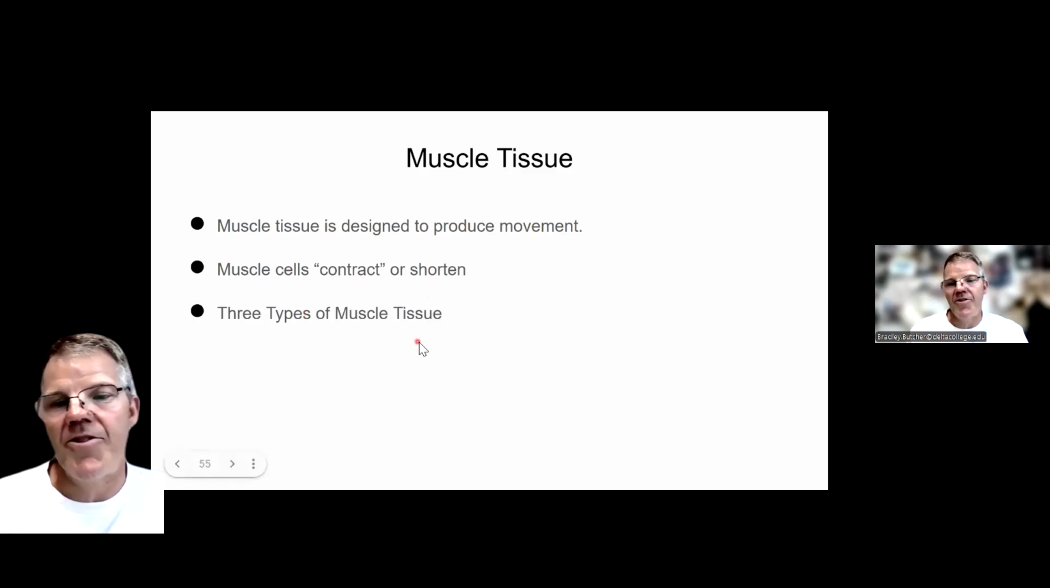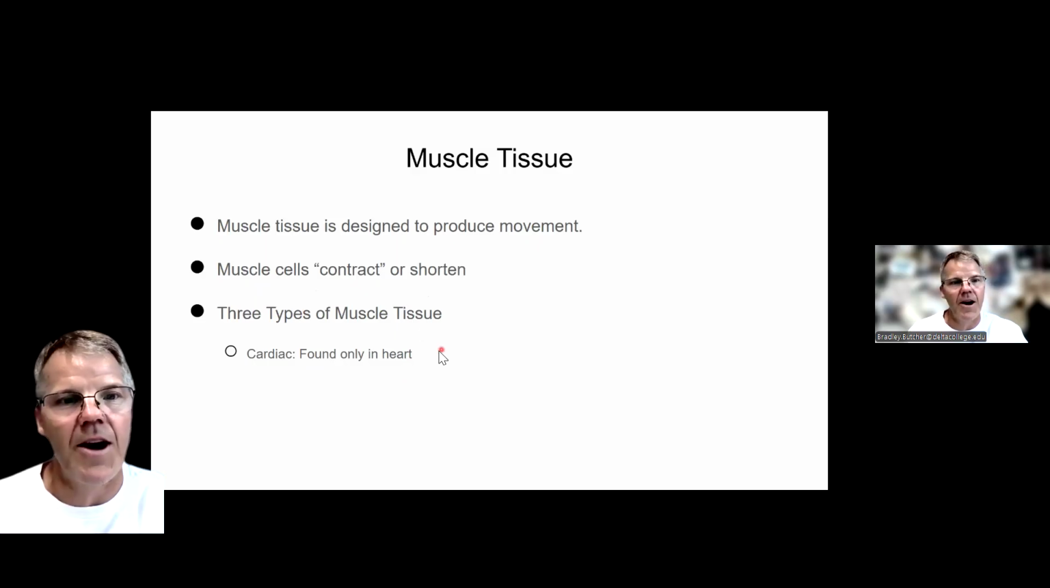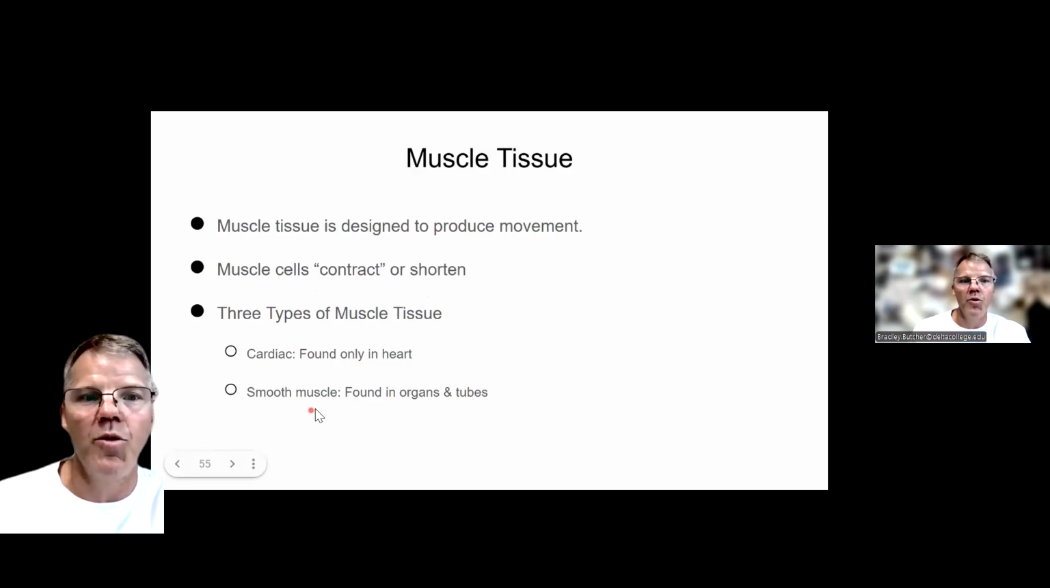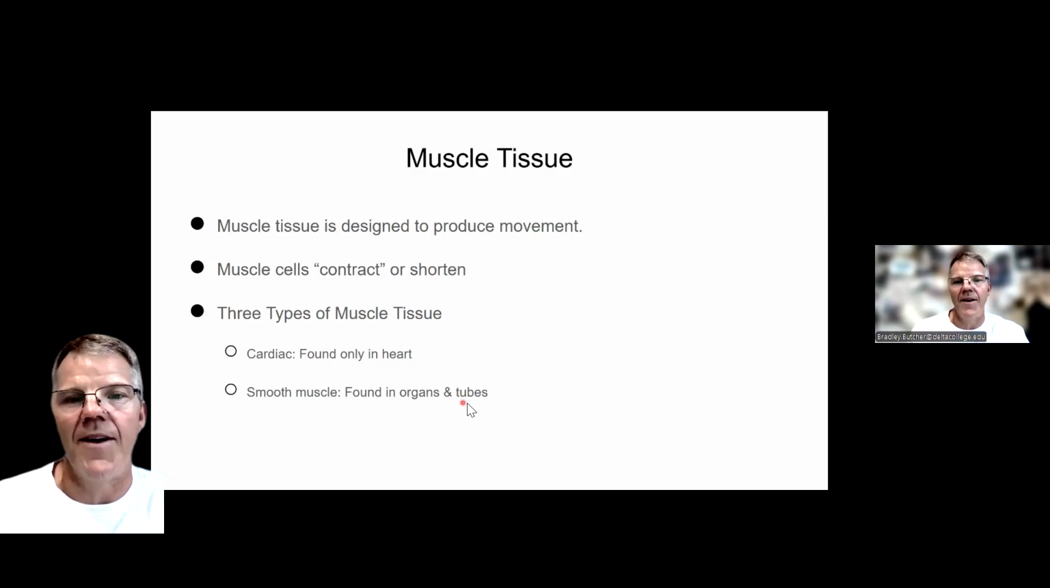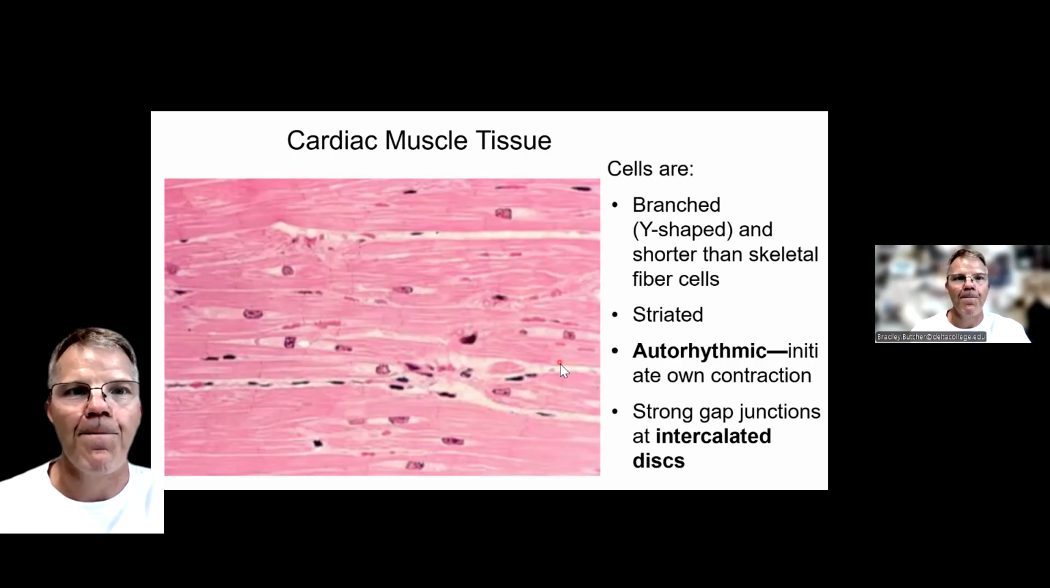We have three major types of muscular tissue. We have cardiac muscle, which is found only in the heart and has special features that allow it to be heart muscle. We have smooth muscle, which is found around all our organs and in vessels and tubes within our bodies. And we have skeletal muscle. Skeletal muscle gets its name because it is mostly attached to the skeleton, attached to bones in our body.